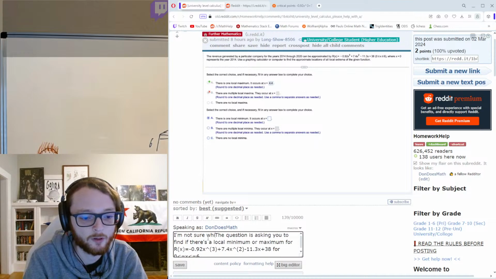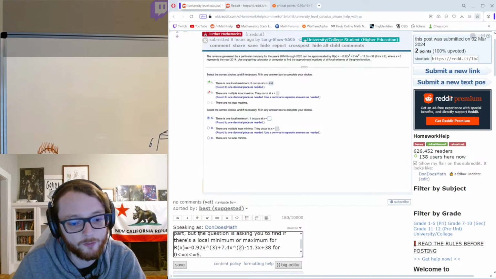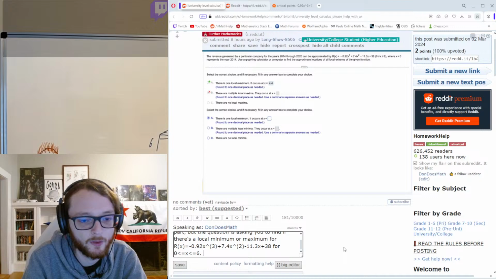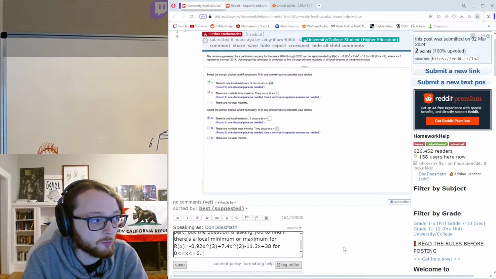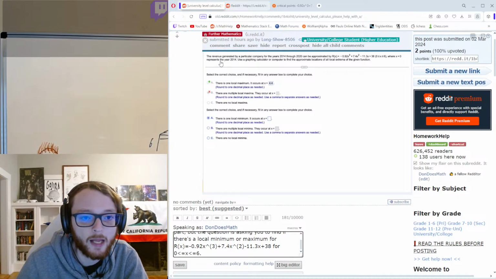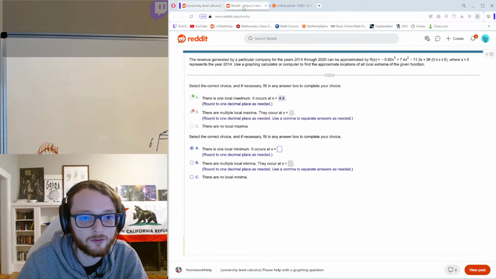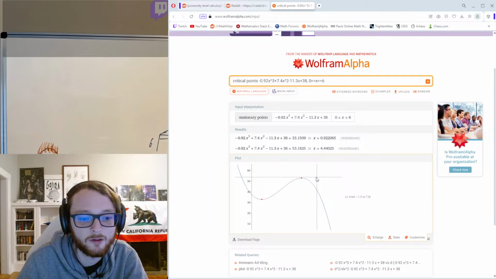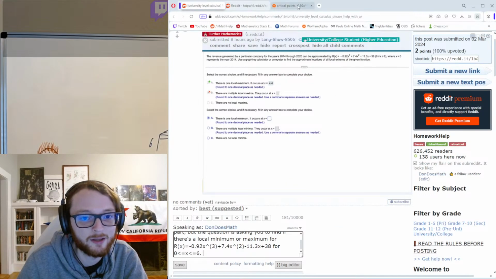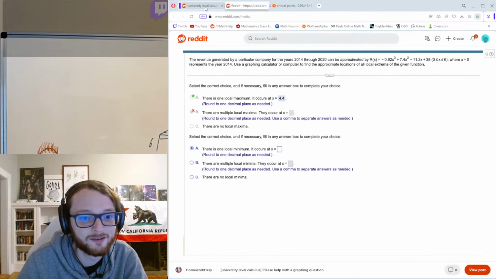I'm not sure if you're asking about a specific part, but the question is asking you to find if there's a local maximum or minimum for that. Since they say local min or max, I don't think we need to worry about checking the endpoints. If they said generally a maximum, I would say, well, yeah, I don't think we should worry about the endpoints. Oh man, well, it depends. It's kind of a definition thing.